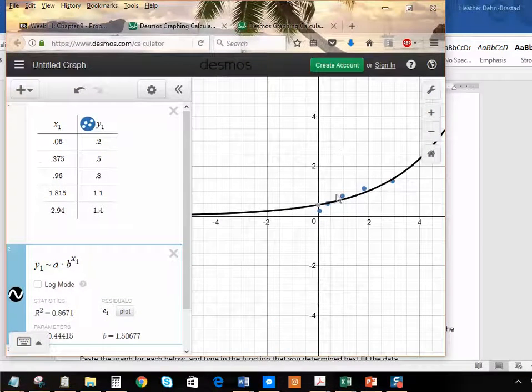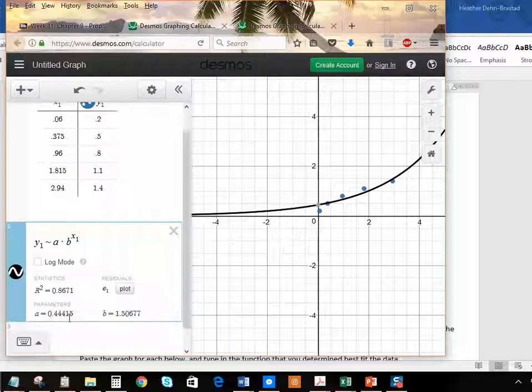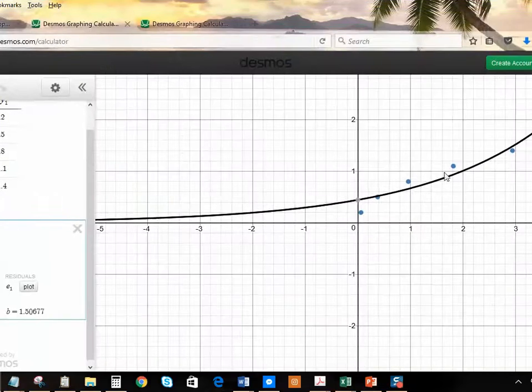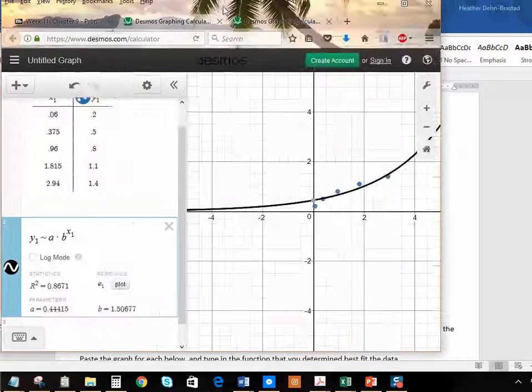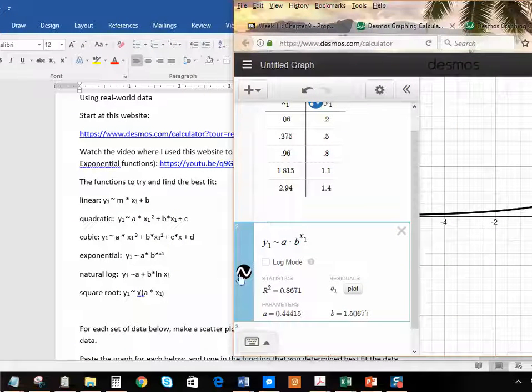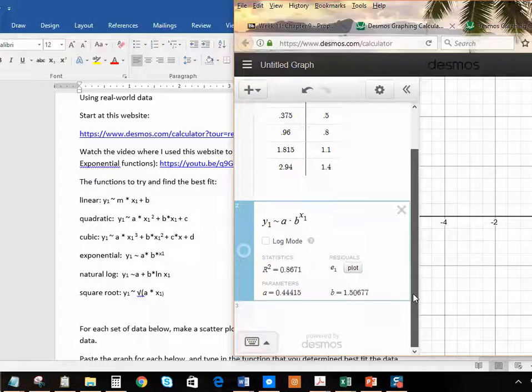So it's not fitting the data very well, is it? It's curving the wrong way. And you can see that the r-squared value is 0.8. It's not horrendous, but it's not very good. It's not 0.99 like we kind of want. So let's try a different regression. I'm going to turn off this black one, this exponential, and let's try another one.